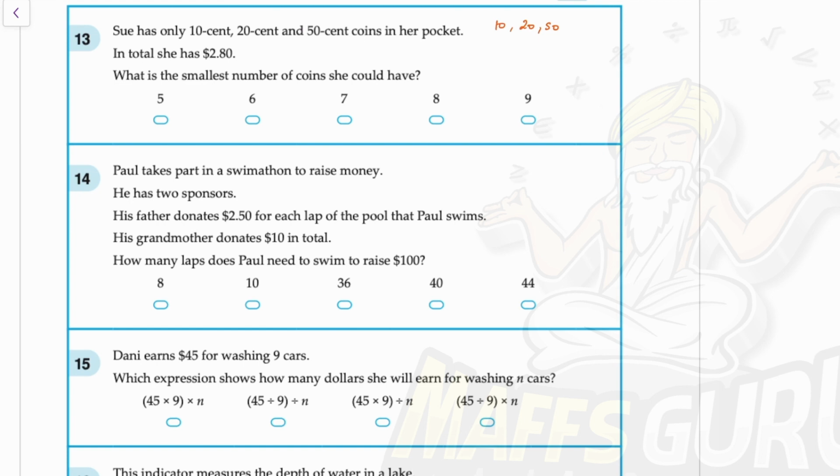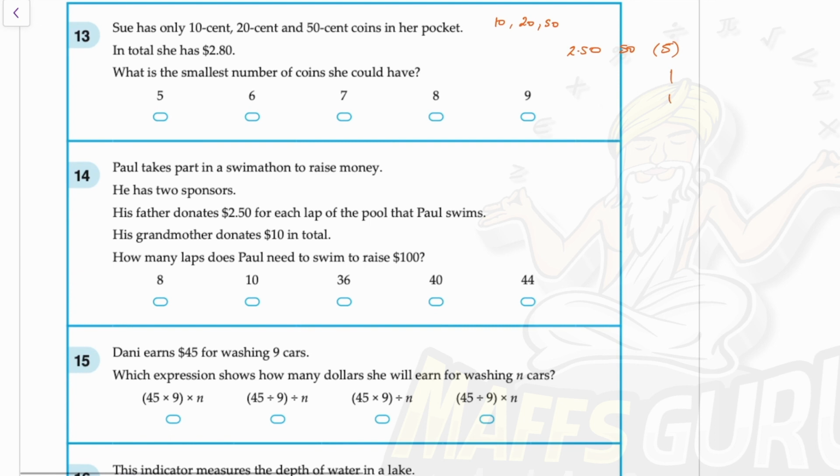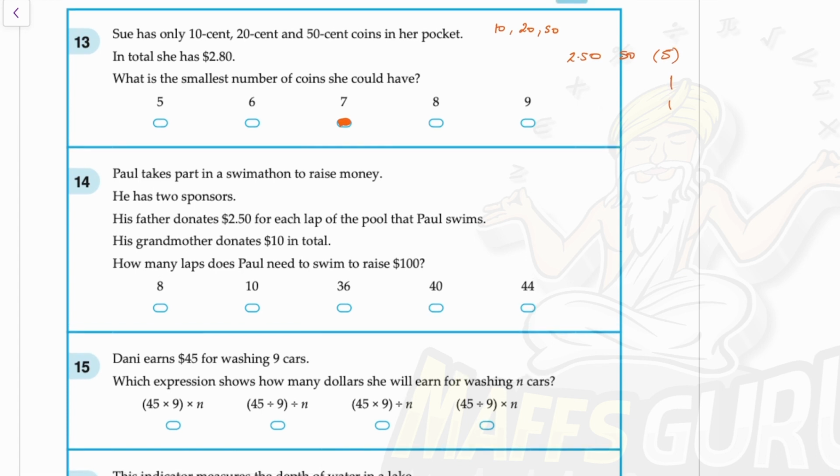Okay, well, first things first, 50 cents. How many 50 cents are in there? So that will give me $2.50. So if I do $2.50 in 50 cents, that's 5 coins. It leaves me 30 cents. So there's a 20 cents and a 10 cents. 5, 6, 7 coins. I think 7 is going to be the smallest possible number of coins she's going to be able to have there for $2.80. 5, 10, 15, 20, 25. Yep, 30. There we go.